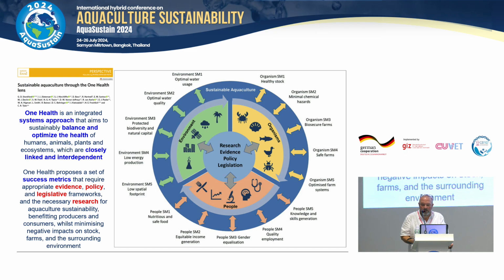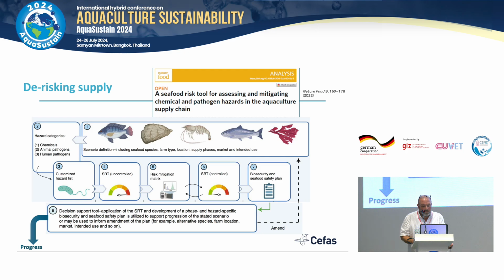But how do we operationalize it? I mean, as David said, it's one thing saying these things and having these concepts and models, but unless you can work with them, they're of limited use. So one way that you can operationalize One Health as a system is this, another paper we published soon after that One Health summary paper that explains the seafood risk tool.